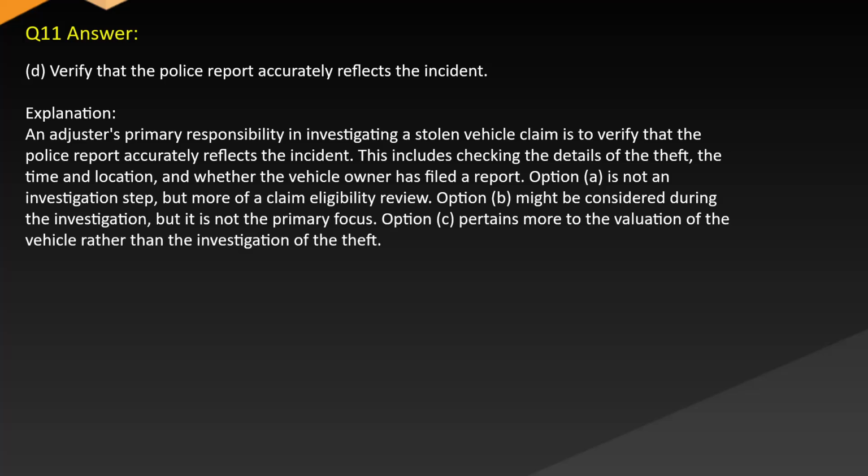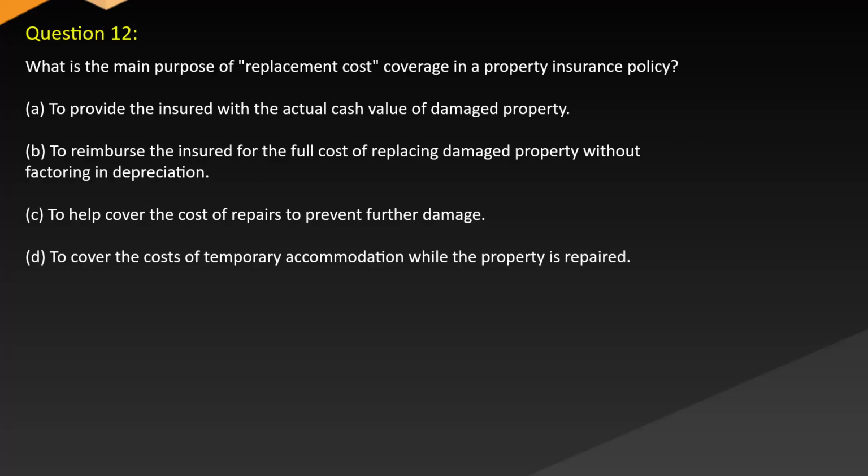Option B might be considered during the investigation, but it is not the primary focus. Option C pertains more to the valuation of the vehicle rather than the investigation of the theft. Question 12. What is the main purpose of replacement cost coverage in a property insurance policy?